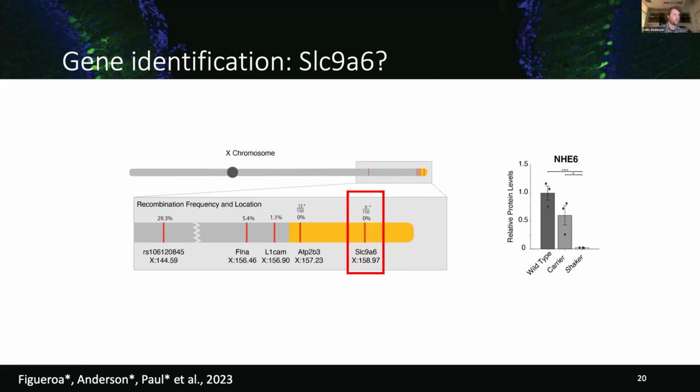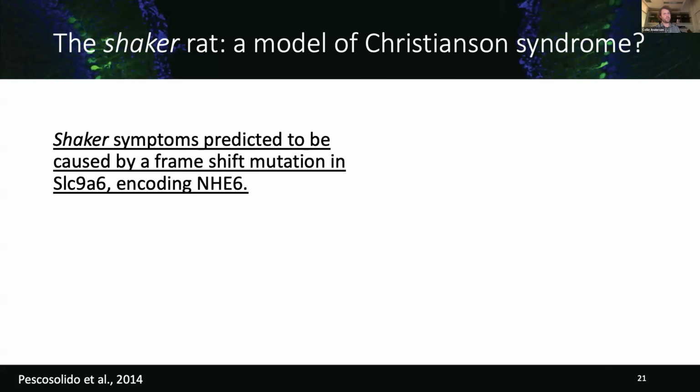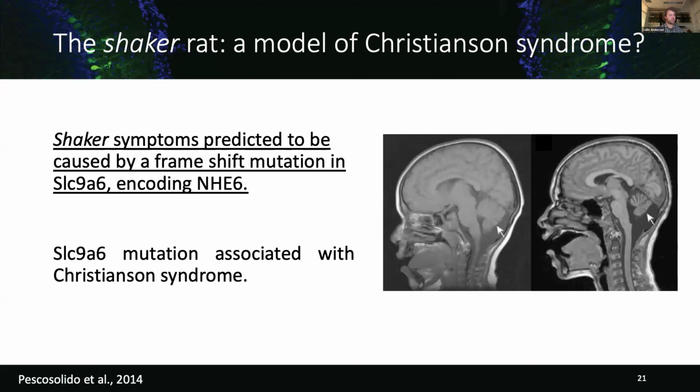We had a good antibody that could work in Western blotting. What was particularly promising was that loss of NHE6 function causes an ataxic disorder in humans called Christianson syndrome. It's an X-linked recessive condition, which seemed to mirror what was going on in the rats. So we decided to determine if we had the right gene through functional complementation studies, using AAVs, viral vectors, to replace that missing gene in Purkinje cells. It's not only a functional complementation study, but it can also lead us down a path towards therapeutics. We were predicting that the shaker symptoms were caused by a frame shifting mutation in SLC9A6, which results in a very early stop codon and total loss of function associated with Christianson syndrome.